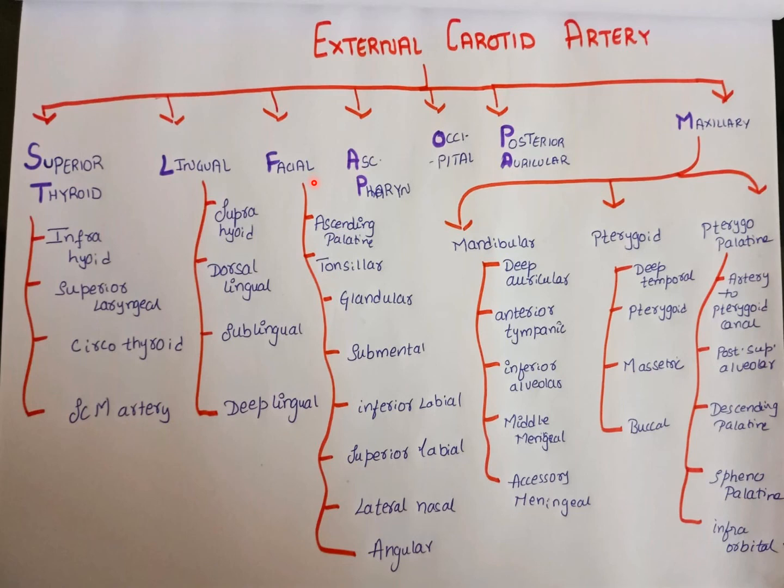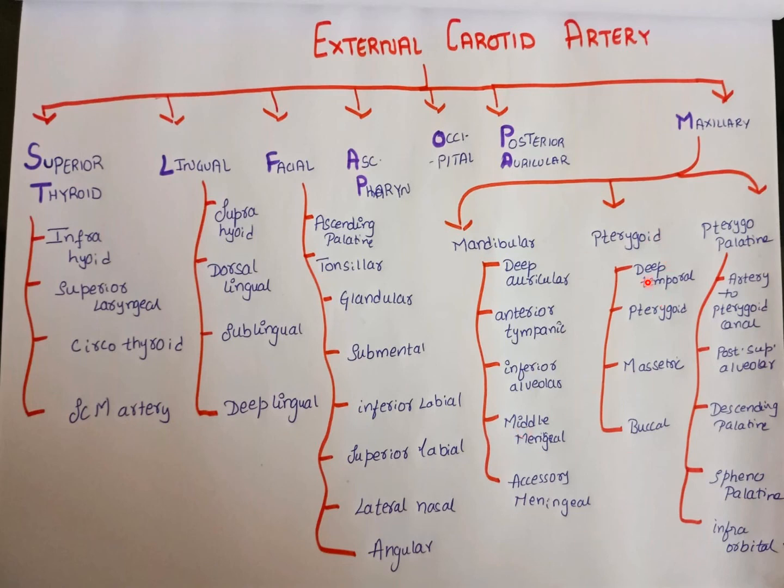The facial artery is further divided into ascending palatine, tonsillar and glandular, these three together, then submental, inferior labial, superior labial, lateral nasal and angular. Then occipital, posterior auricular and maxillary. The maxillary is further divided into mandibular, pterygoid and pterygopalatine. The mandibular part gives deep auricular, anterior tympanic, inferior alveolar, middle meningeal and accessory meningeal.